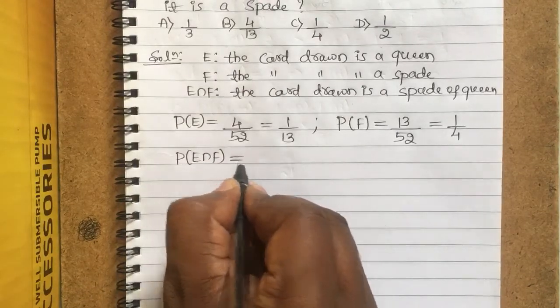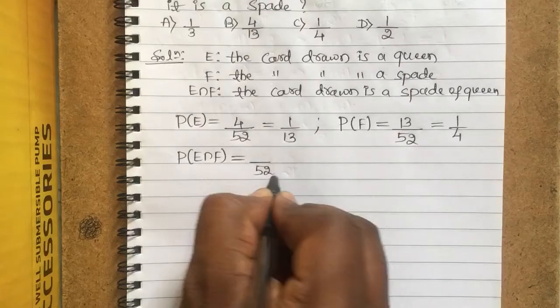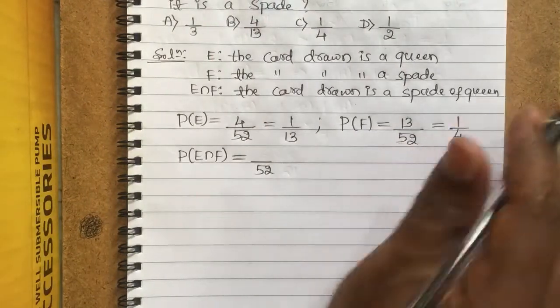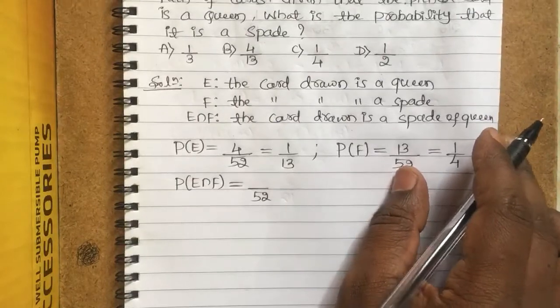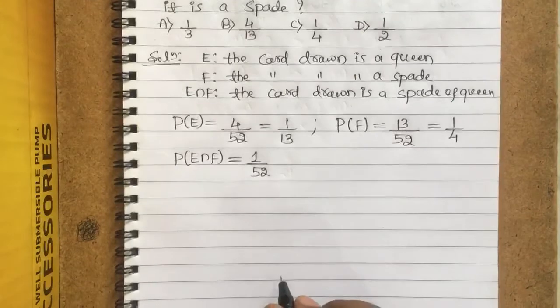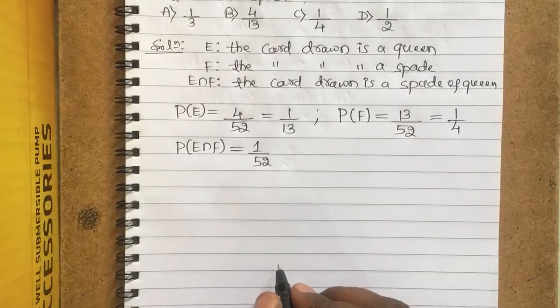And then now we have to find P of E intersection F. There are 52 cards, and the card drawn is a spade of queen. Out of 52 cards there is only one spade of queen. That is why P of E intersection F will be 1 by 52.